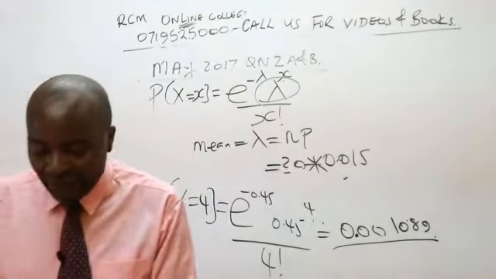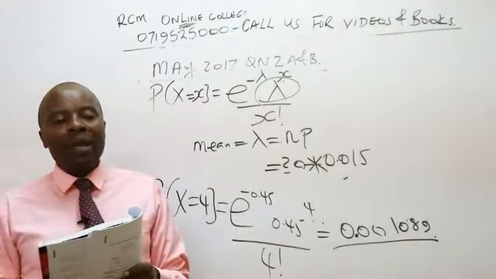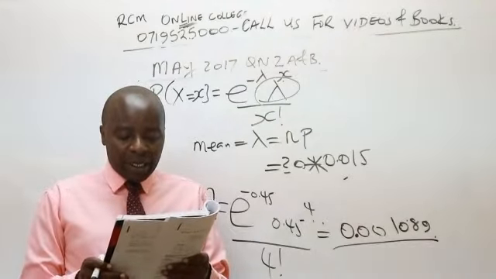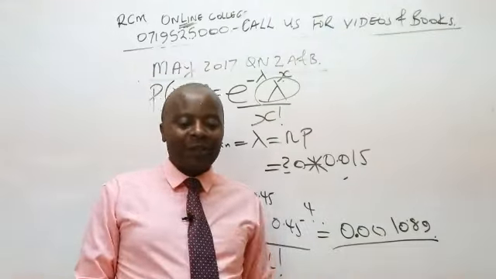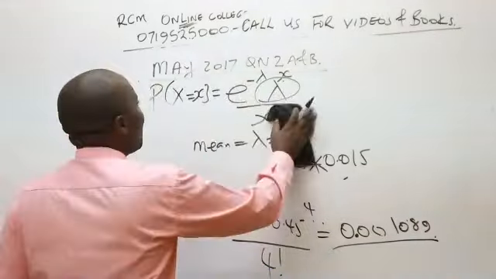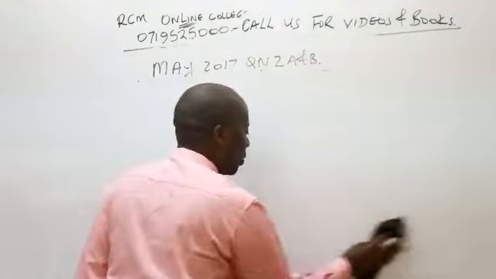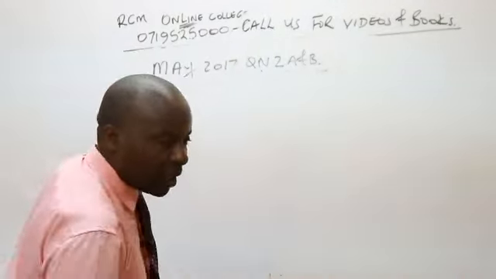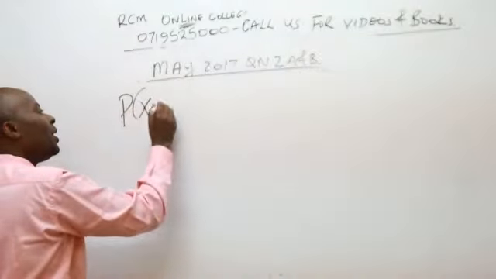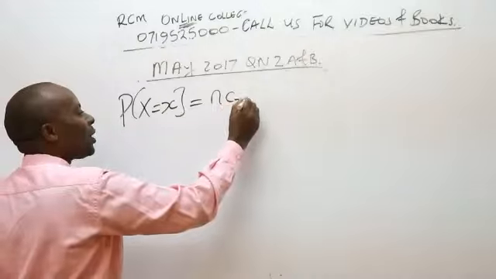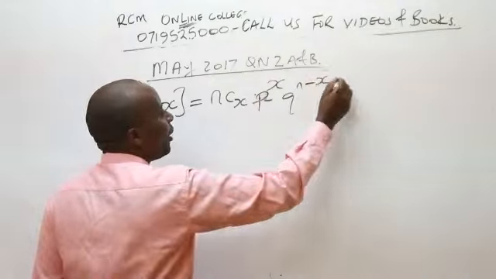And then we go to number two straight away, where they want us to evaluate the same probability, but this time using the binomial probability distribution. Binomial is very easy. It is n combinations x, p raised to x, q raised to n minus x.